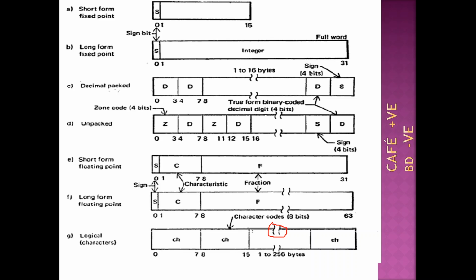So far we have seen 5 data types covered so far: short form fixed point, long form fixed point, short form floating point, long form floating point, and characters. Done? Yes. So the last two we will keep as packed numbers, packed and unpacked. What do you mean by packed decimal number? Sometimes in my programs I want to store BCD numbers, which is nothing but binary coded decimal.